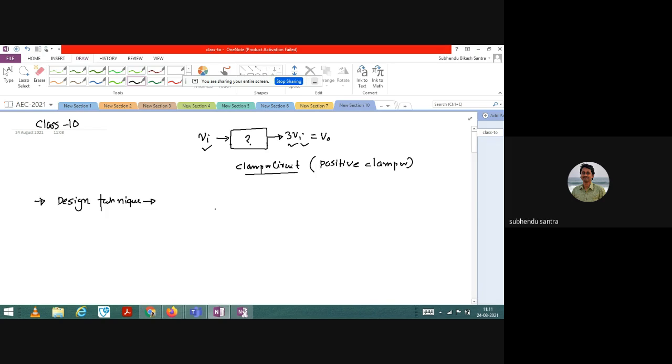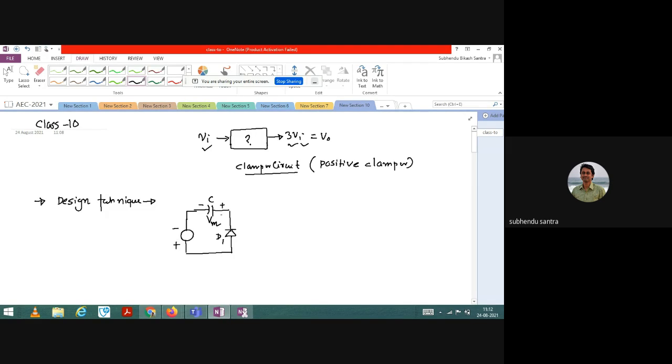If you remember, in the previous class I charged one capacitor, and I told you that whenever we have a clamper circuit, there is a need for a capacitor. I charged it with a particular polarity, plus and minus. The maximum voltage is charged here. The diode D1 will be forward biased during this time, and that maximum charged voltage will be Vm.